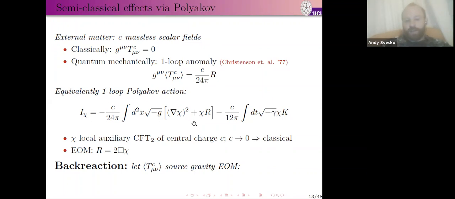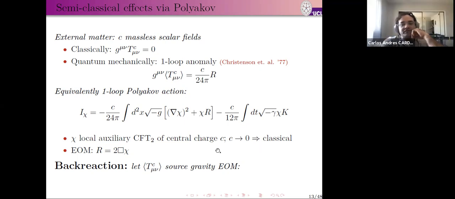It eliminates this Polyakov action, and we'll see that it really does act. C goes to 0 acts like a classical limit. The semi-classical limit is related to C going to infinity and G going to 0, where G is the 2D gravitational constant. So that's the semi-classical limit. But I can describe that a little bit more in a couple slides if you would like. But C going to 0 is the classical limit for us.